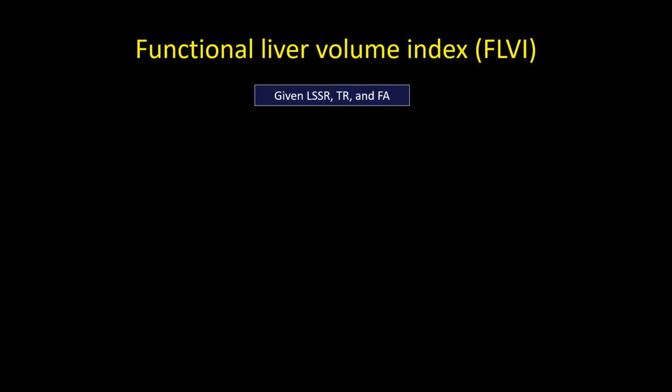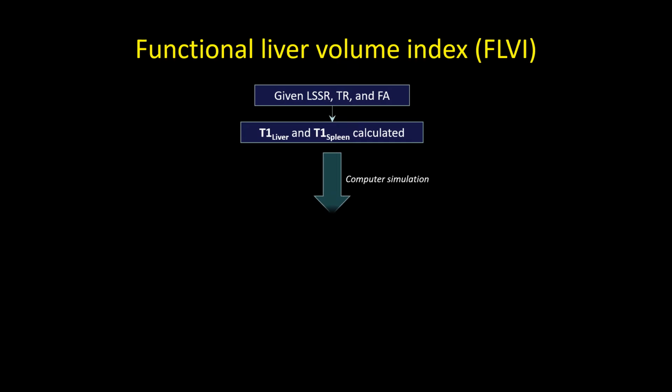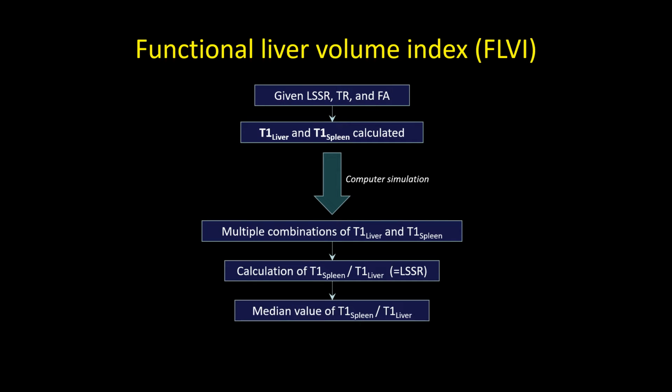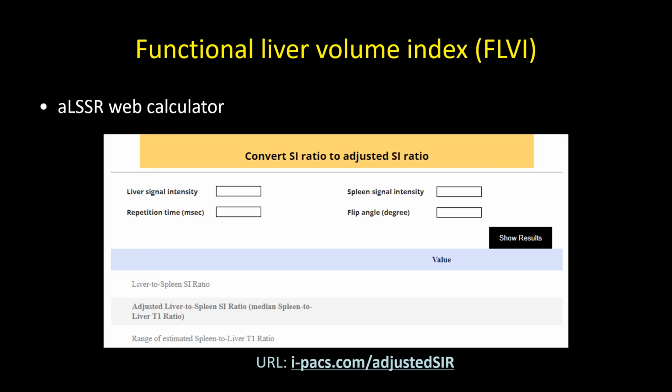Based on the previous equation, with the given LSSR, repetition time, and flip angle, T1 of liver and spleen can be calculated. And through multiple computer simulation, we found multiple combinations of T1 of liver and T1 of spleen. Then multiple spleen to liver T1 ratio can also be calculated. Then the median value of the multiple values of the ratio was calculated, which is the final adjusted LSSR. We have provided a free web calculator for easy acquisition of the adjusted LSSR.